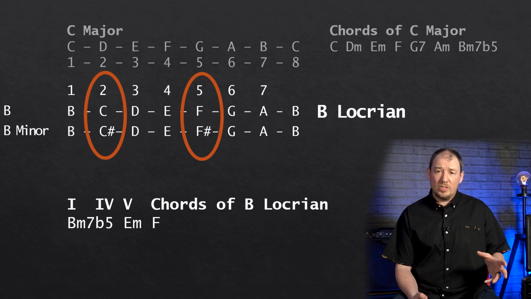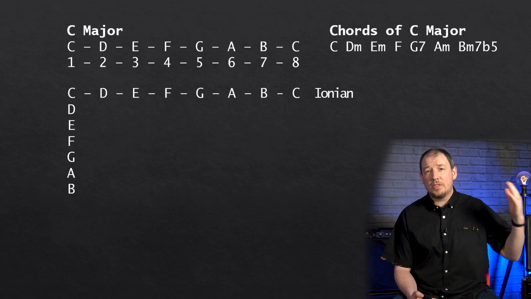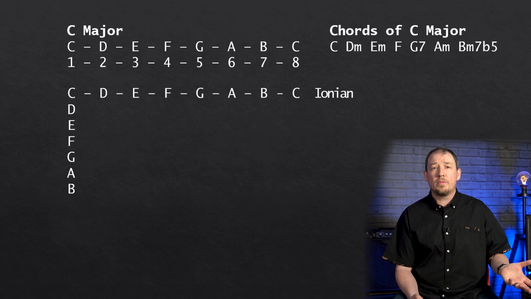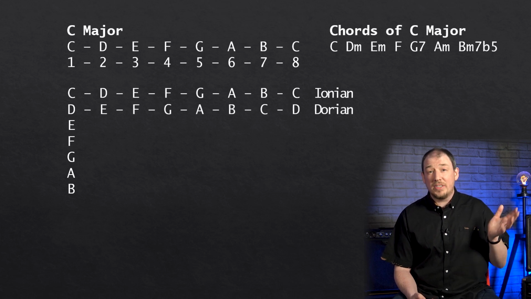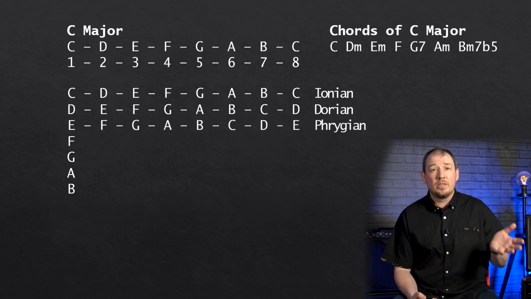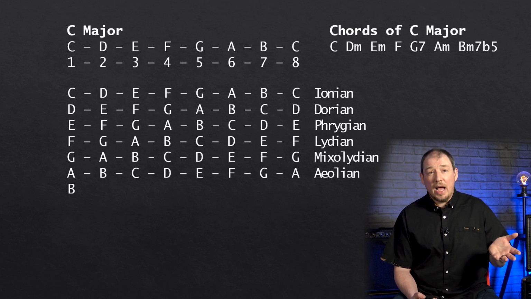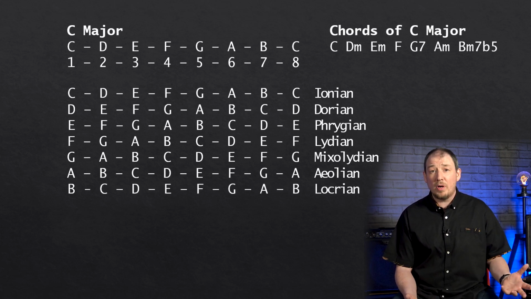So that's all the modes. And to find the modes, all we've done is we've taken our major scale and we've built a new scale starting at each note. But again, just playing the notes with no sharps or flats. So from C to C, we get the Ionian mode. Starting at D, we get the D Dorian mode. Starting at E, we get the E Phrygian mode, and the F Lydian mode, and the G Mixolydian mode, and the A Aeolian mode. And finally, the B Locrian mode. And that's the theory of where these modes come from.